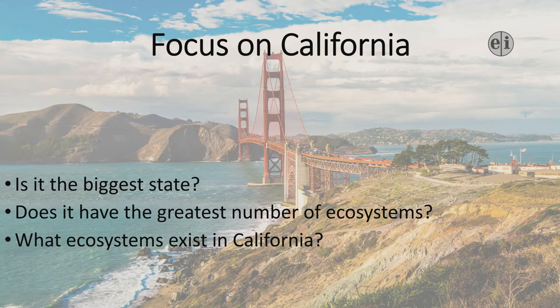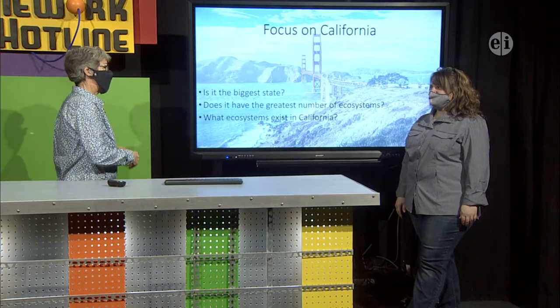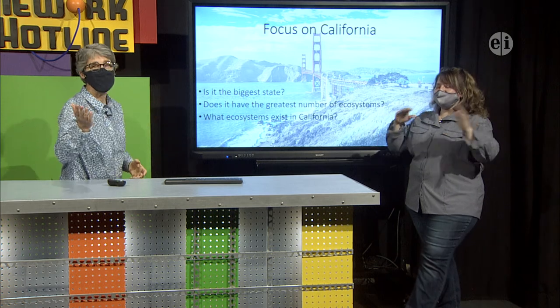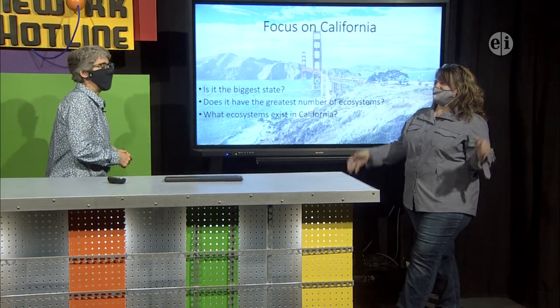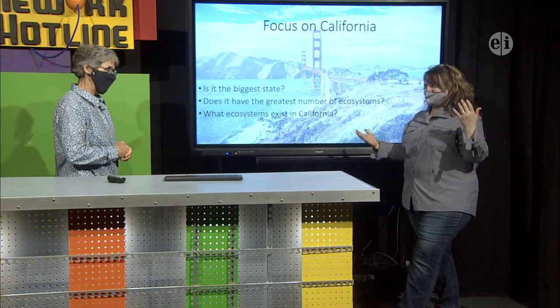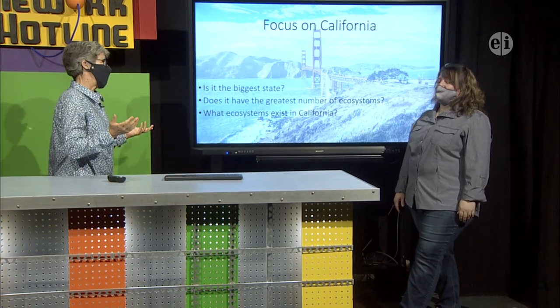It depends on which website you look at, because there's a website that says it's California, and then there's a website that says it's Alaska, and then the Alabama website says it's Alabama. So that's at the very top for the different ecosystems. Why does it have to be a competition? Because they want people to come visit, maybe for a specific reason.